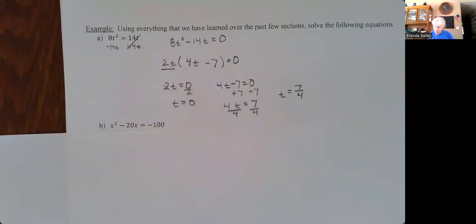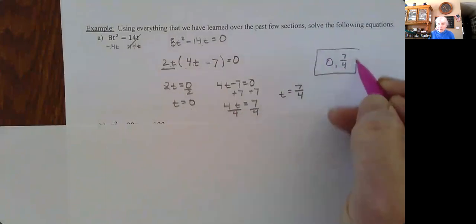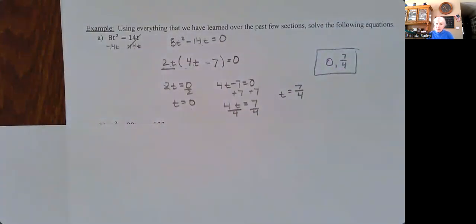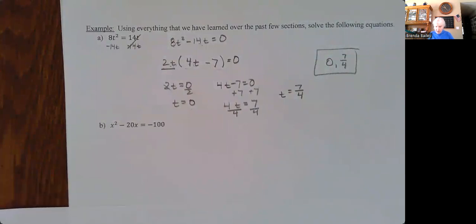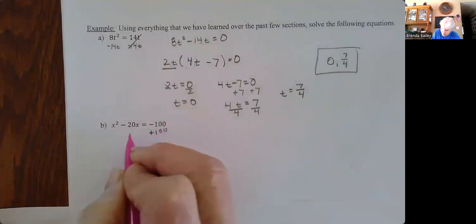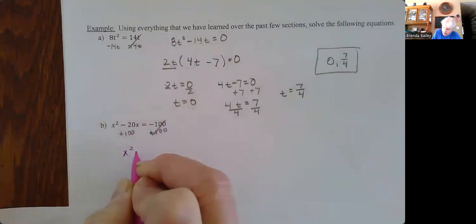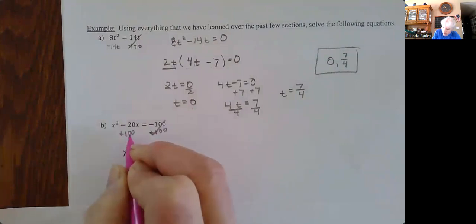Okay. Then you're done. So you have 2 answers. Let me write those down. Right there, 0 and 7/4. Those again are the zeros, the roots, the solution. If these were x's, in graphing it, it would be the x-intercepts. All righty. Let's go to another one. Again, first step, set it equal to 0. So we have x squared minus 20x plus 100.